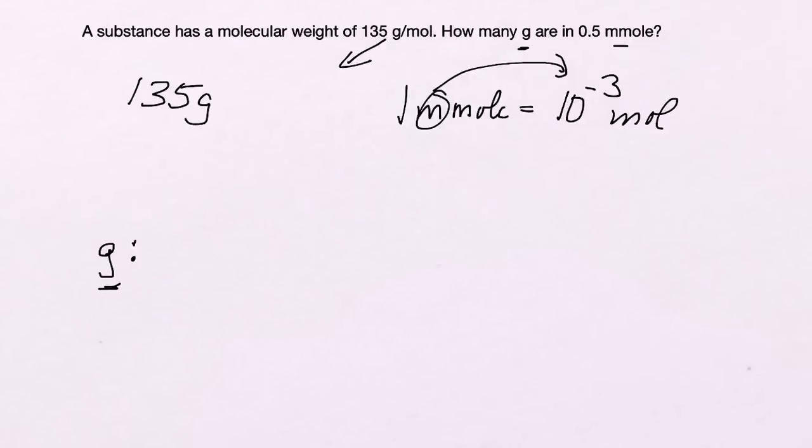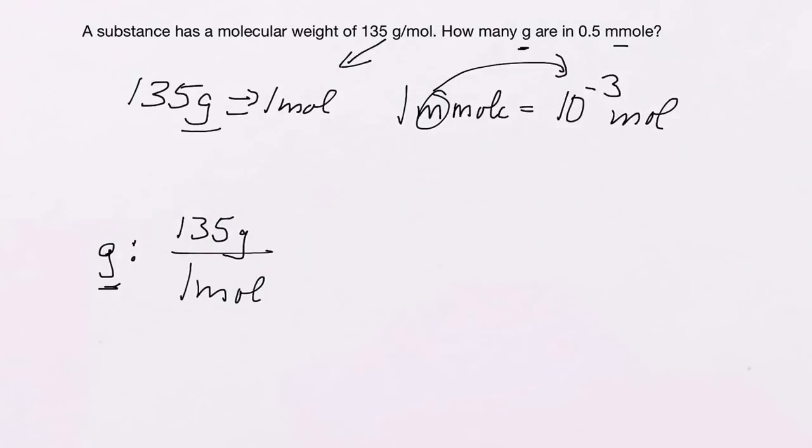135 gram makes up 1 mole, or 1 mole makes up 135 gram. So we are looking for the grams, so we write it in such a way that we have the unit grams on top per 1 mole. So that's basically this one here. Now we've got the right unit gram, but do we have a mole here? That's because that is what we want to get rid of. So yes, we find that here.